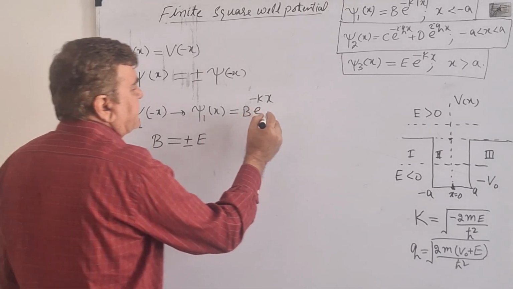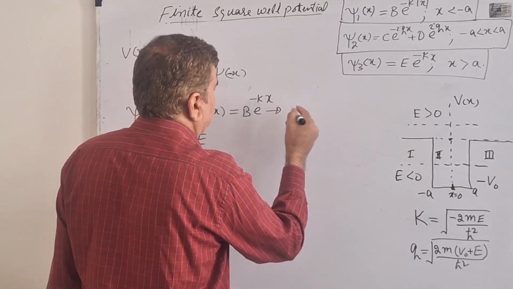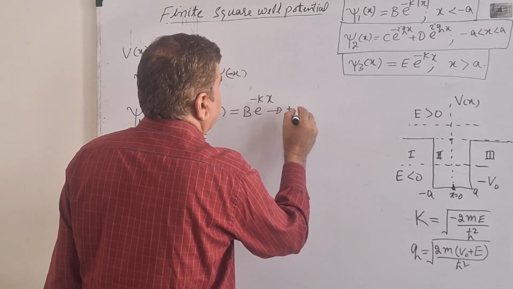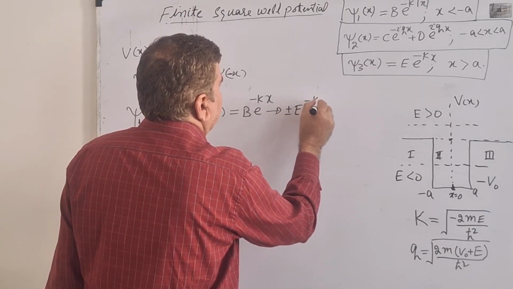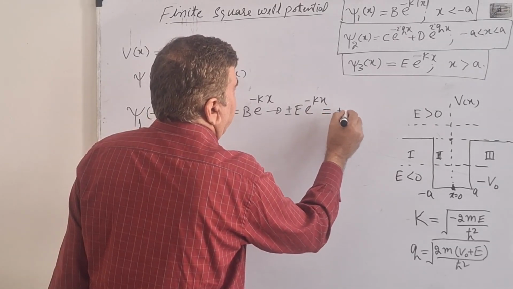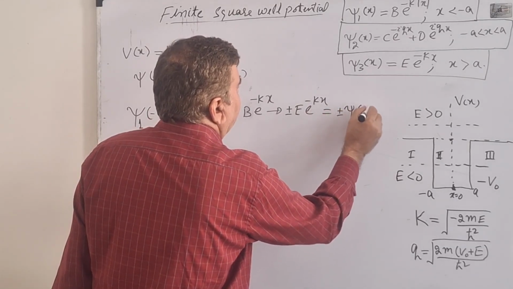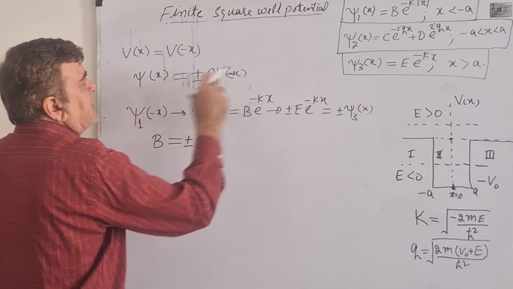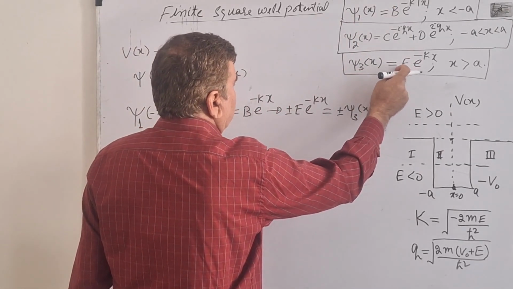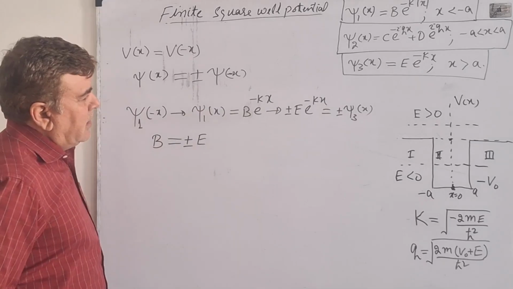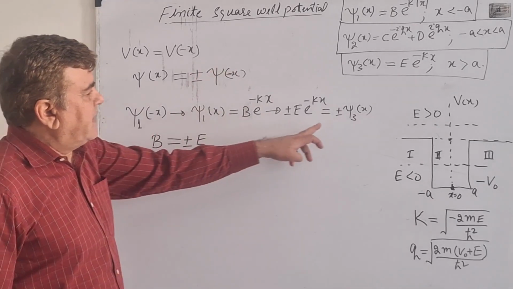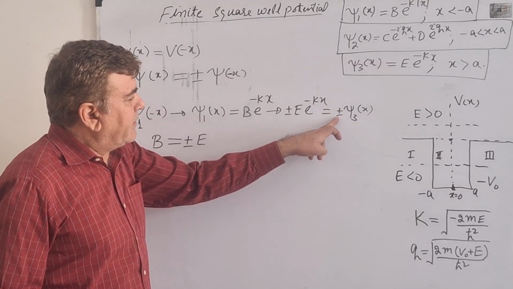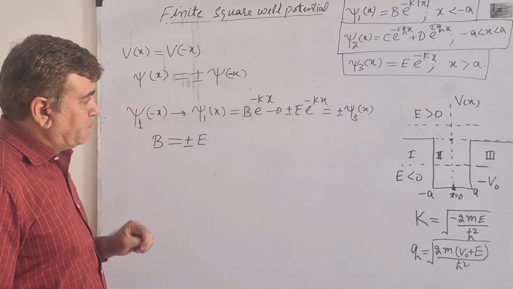So if we replace this, then we have definite parity. This equation becomes plus minus e exponent minus kx, which is in fact plus minus psi 3 of x. That is, by changing x from negative to positive, this wave function goes to this wave function. So the wave function has definite parity, even parity for the plus value and odd parity for the negative value.